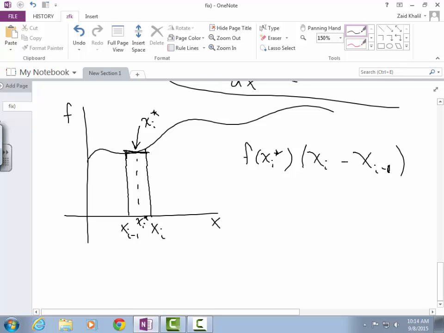Now, one of the things I didn't tell you guys about last year, which I'm doing this year: if I wanted to actually find the area of all these boxes, what would I do? I'd do a sum. And how many rectangles are there going to be? Be careful. N. That's right. So i equals 1 to n.